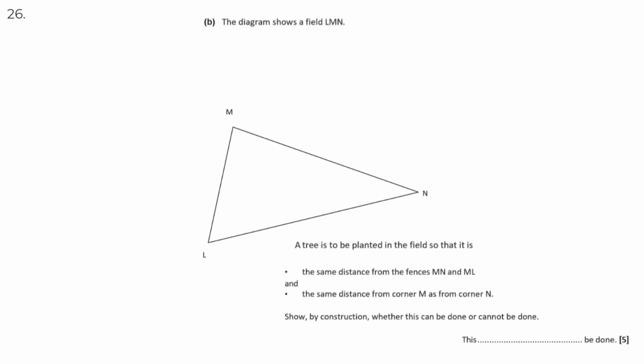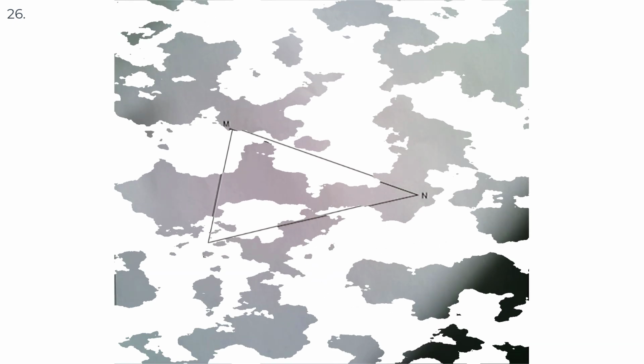Part B, the diagram shows a field LMN. A tree is to be planted in the field so that it is the same distance from the fences MN and ML, and the same distance from corner M as the corner N. Show by construction whether this can be done or cannot be done. Okay, and we've got a space to say if it is or isn't on the answer line.